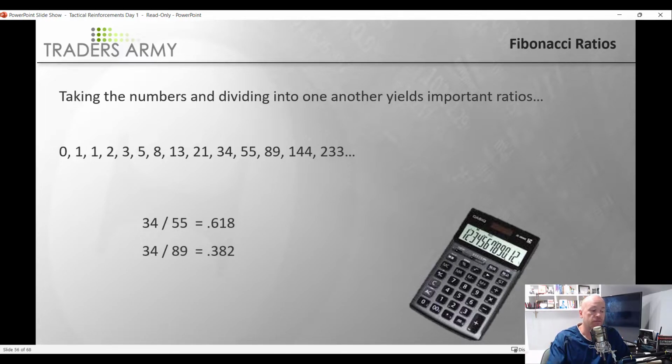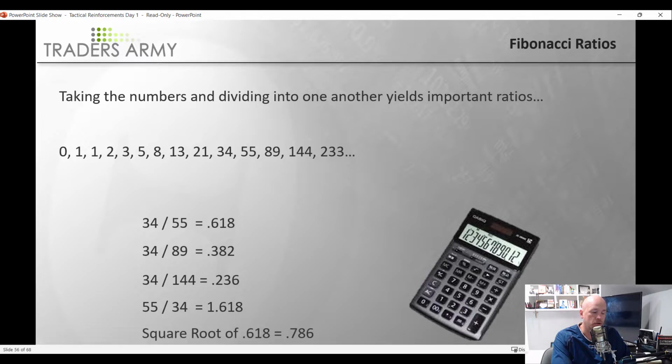If I take any number and divide it by two numbers in front of it, 34 divided by 89 would give me 0.382, right? So 38.2% fib is what you'll hear people oftentimes say, but 0.382. If I take a number and divide it into the number three in front of it, 34 divided by 144 would give me 0.236. And so these are very common fib ratios. And then if I take any number and divide it by the number that immediately preceded it, I get 1.618. And so these are the most common fib numbers that are utilized.